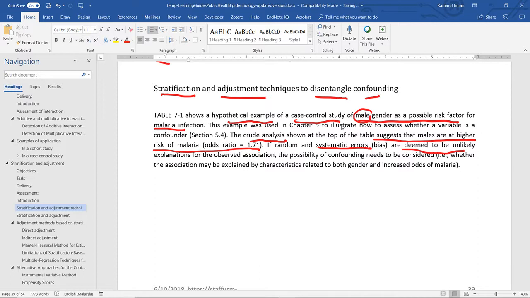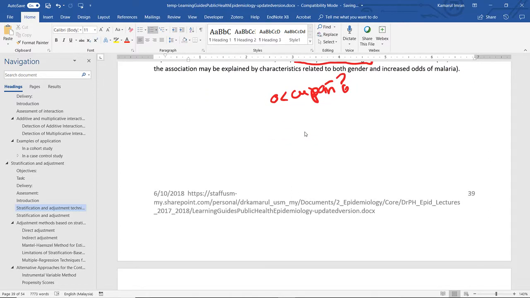So next, what we need to do is to look for the possibility of confounding. Is it really because of sex or because of other things like occupation? Because males go out and females stay home in this area. So is that one of the reasons? Is that the reason?